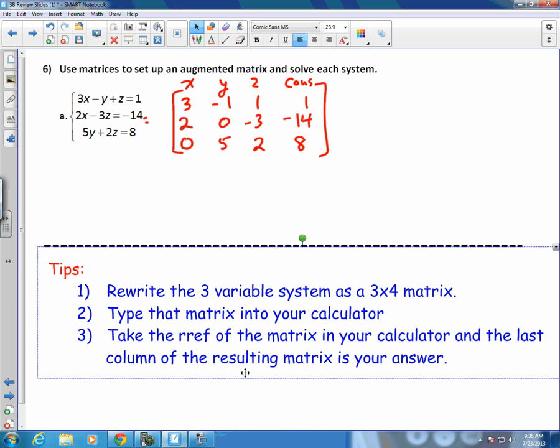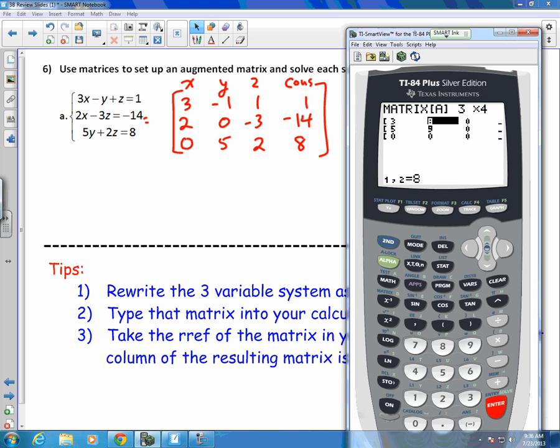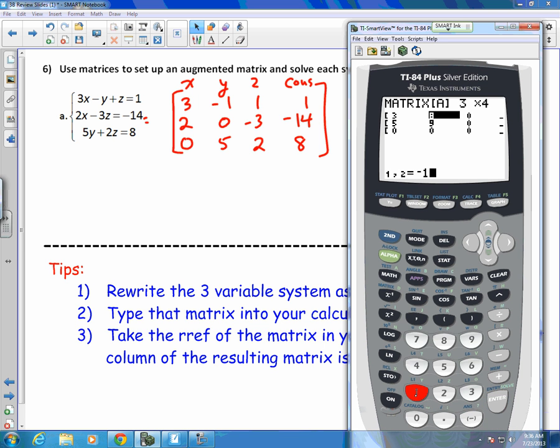So just kind of get rid of the boxes. You got 3 for your first one, -1, 1, 1. So there's my first row. My next row is 2, 0, -3, -14.